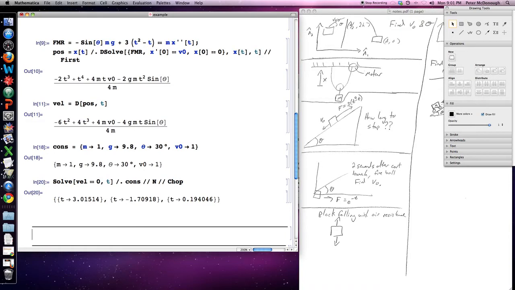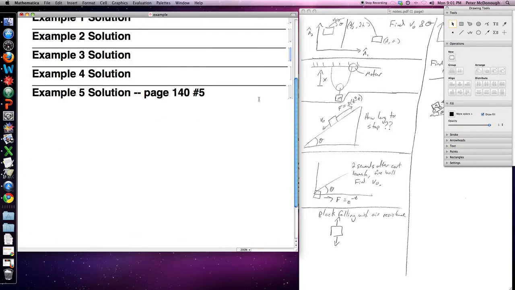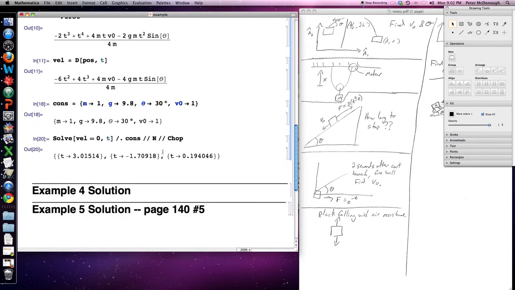So command 4, example 4 solution. Actually, let's go back to example 3 real fast.